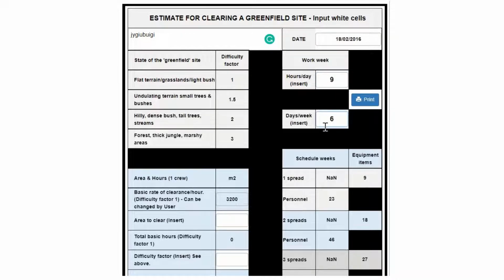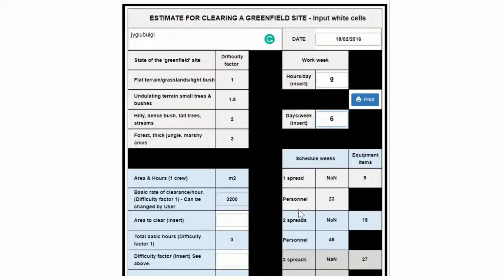Then, looking at the tabulation on the left, we see that we will be having to decide on a difficulty factor for our site's clearance. Given that 1 is the default for a straightforward exercise, whilst 3 will reflect a really difficult task ahead. Moving lower down to the left-hand blue tabulation, we see that an average industry norm rate of 3,200 square meters per hour can be achieved by an operational spread when the work is straightforward, that is to say, where the difficulty factor is 1. However, user can change this figure if experience of the locale suggests otherwise.